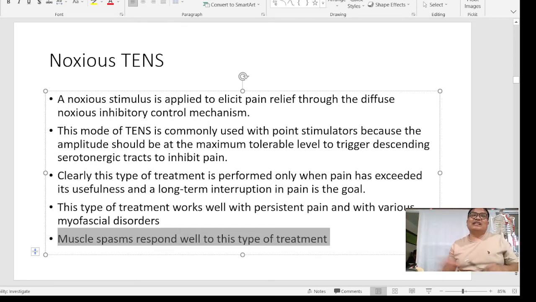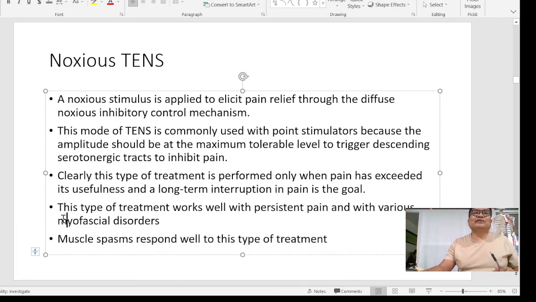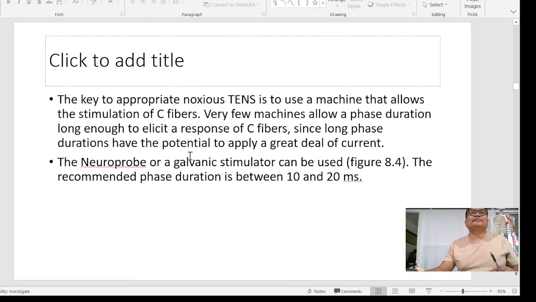So, pero mali siyang key. Dapat ibutang nimo siya sa area kung asa ang imong myofascial disorders. Kung asa to ang imong persistent nga pain nga nabati. So, a key to appropriate noxious stents is to use machine that allows the stimulation of C fibers. So, stimulate nimo siya katong area, di ba? Itong motor points nimo. Source dito sa C fiber kasi dito man to ang imong nox, imong pain sensation na perceive. Subot pa sabot dito ang imong nox C fibers. So, imo to siyang overstimulate ibalik.